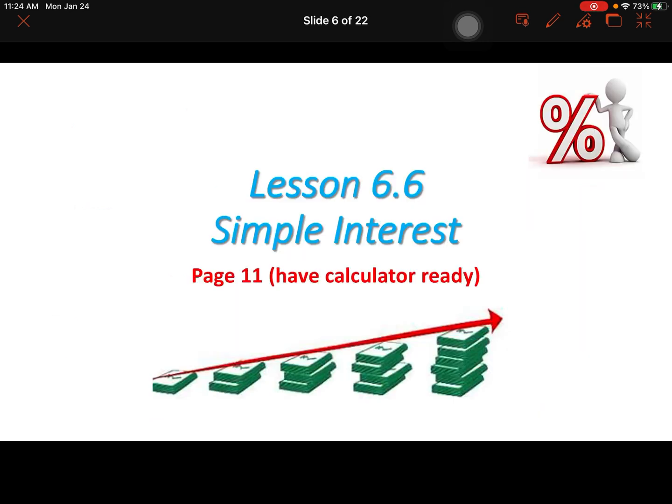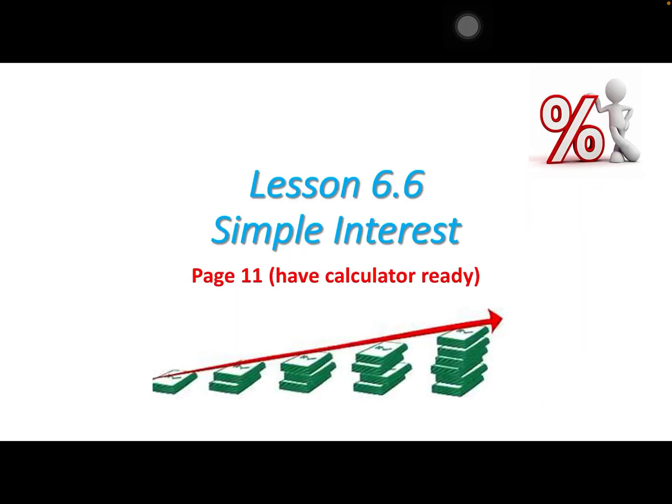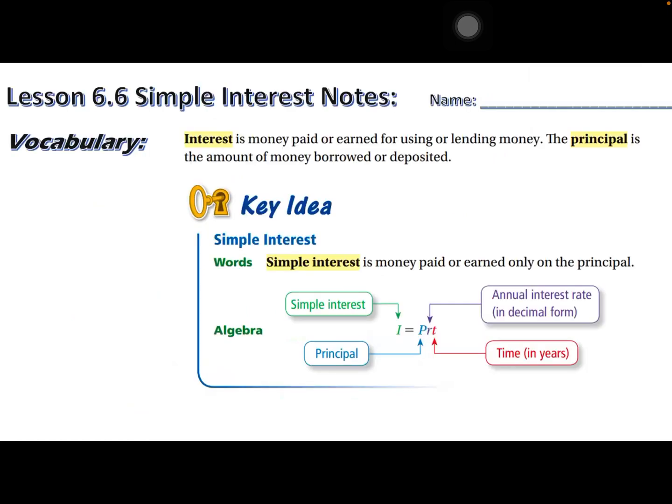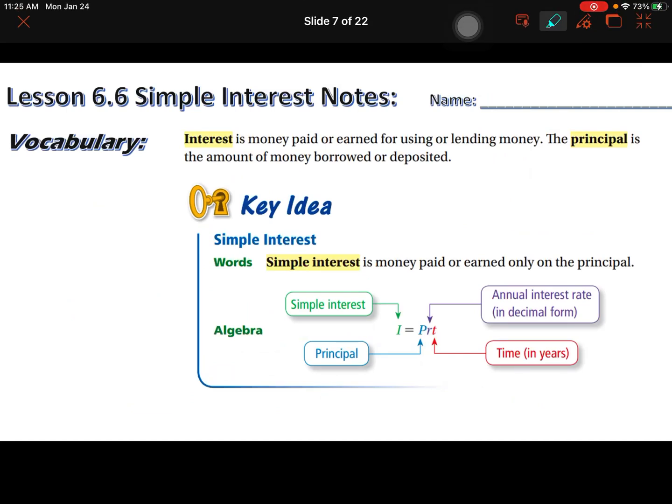All right, turn to page 11 in your notes packet. We are going to begin lesson 6.6, which is on simple interest. Have a calculator ready, and here we go. We're only going to do 3 examples today, and then we'll do a couple questions. Some key words you need to understand.